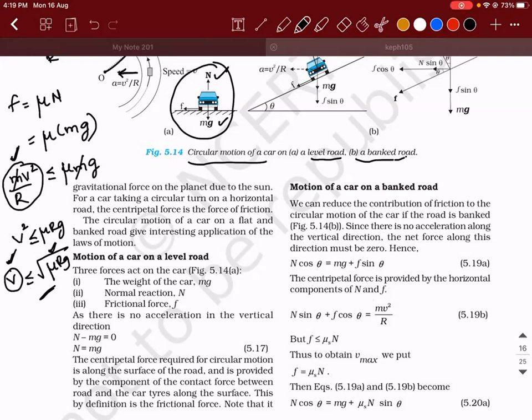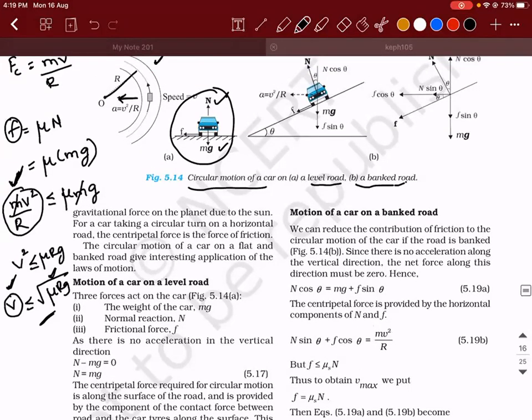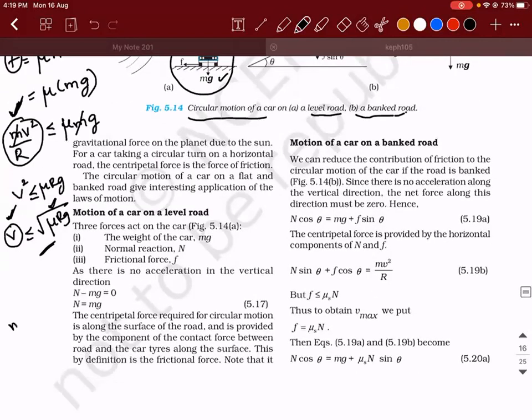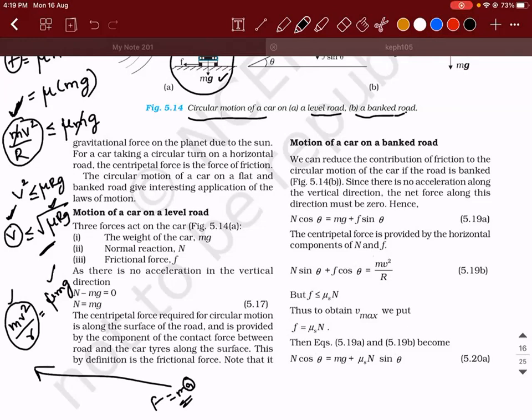But who is providing the necessary force to be applicable to that formula? That is friction. Actually, what I'm trying to say is mv square by r, to be more specific, should be equal to mu mg. This mv square by r is a formula, like how you write F is equal to ma. In the place of acceleration, I applied that. It is not like this is one force separately and this is another force separately.